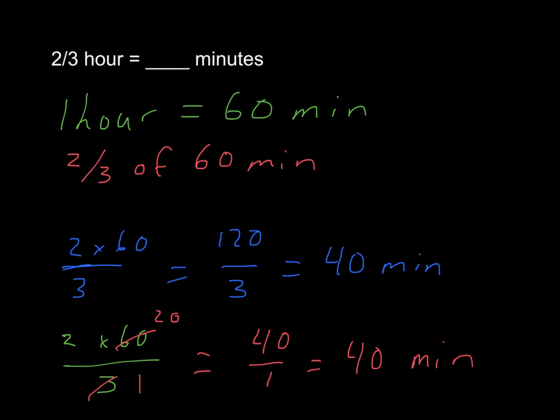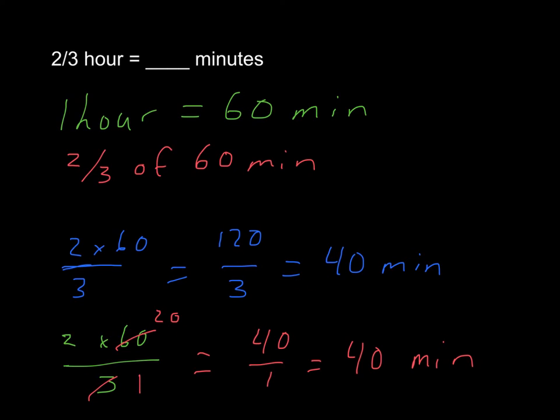Okay, first thing that I need to do is remember that 1 hour is the same as 60 minutes. So what I'm really saying here is that I have 2/3 of 60 minutes. And when I do that, I remember 2/3 of means 2/3 times 60 minutes. So what I did here is I did 2/3 times 60 minutes. 2 times 60 is 120, divided by 3, which is 40 minutes.